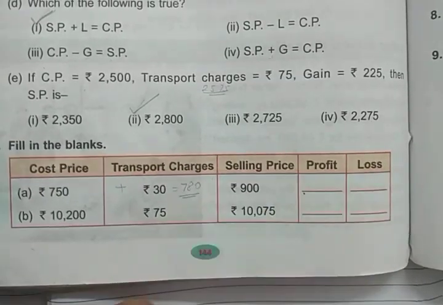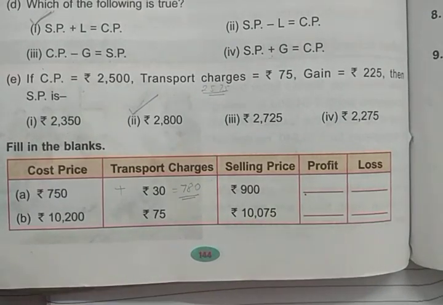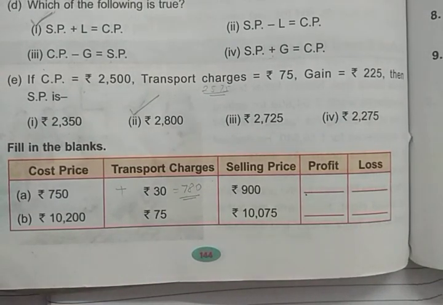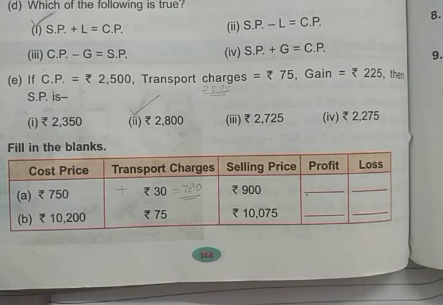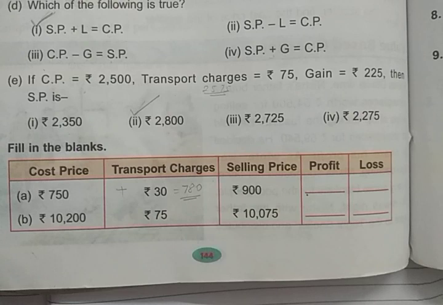Now check whether there is a gain or profit or a loss. So in this case, selling price is more than the cost price. So when selling price is more, there is a profit, right? So to find the profit, what do we have to do? Selling price minus cost price, that is actual cost price. So 900 minus 780.